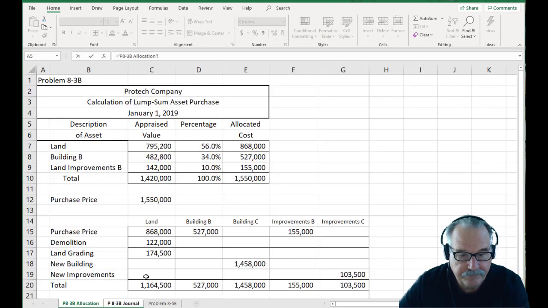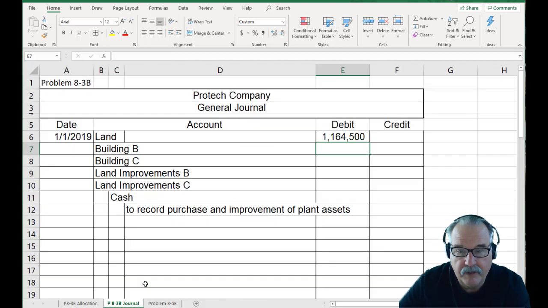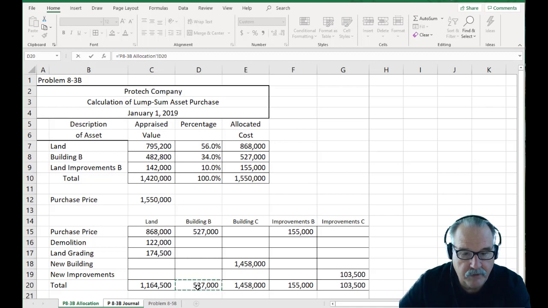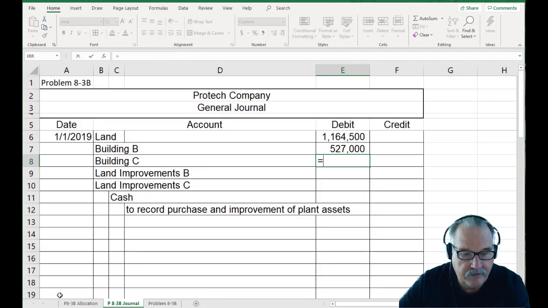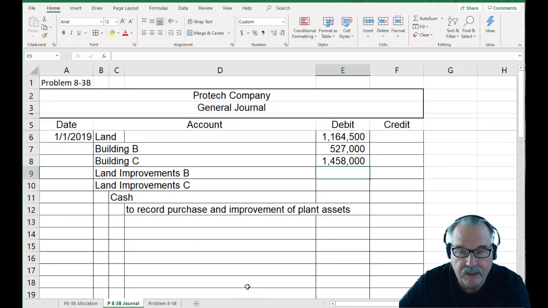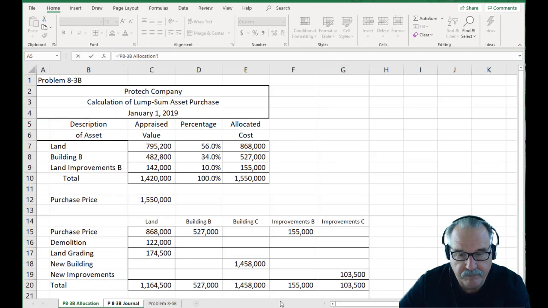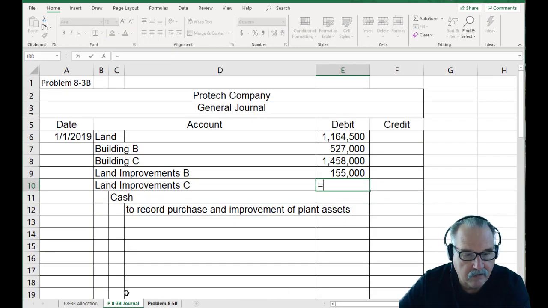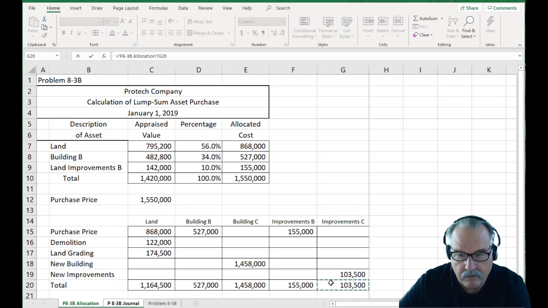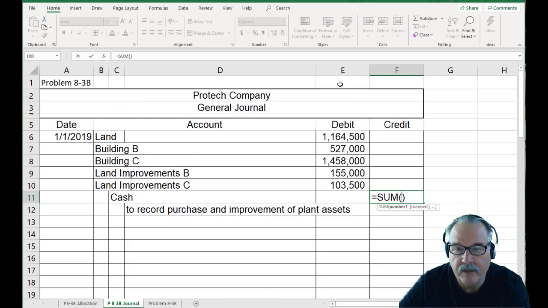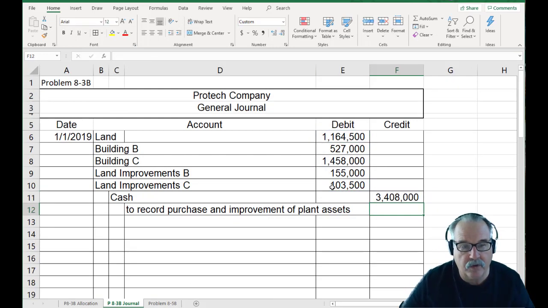So my land is going to come over at $1,164,000. The building B, 527. Building C, $1,458,000. Land improvements B, 155. I'm just linking these in Excel using the equal sign, and then I will sum these up, and my total purchase price is $3,408,000.